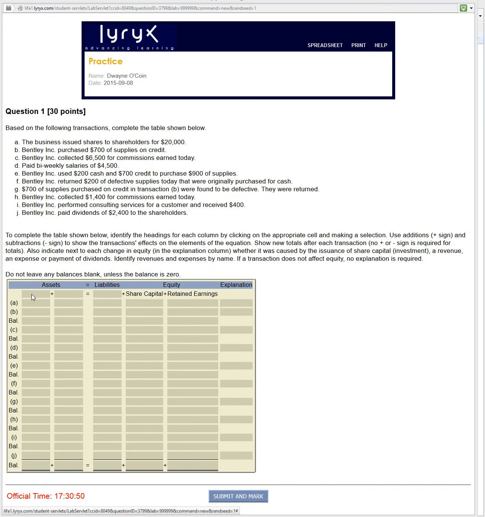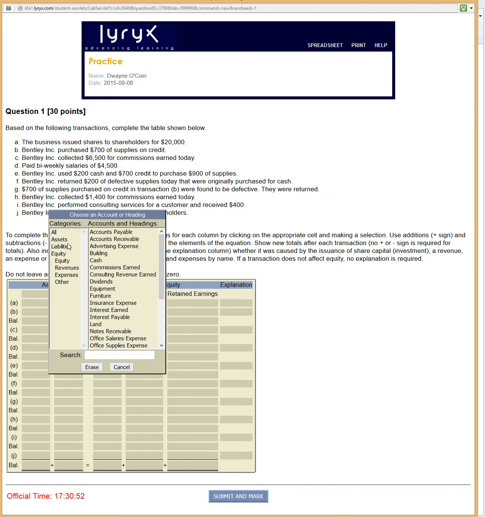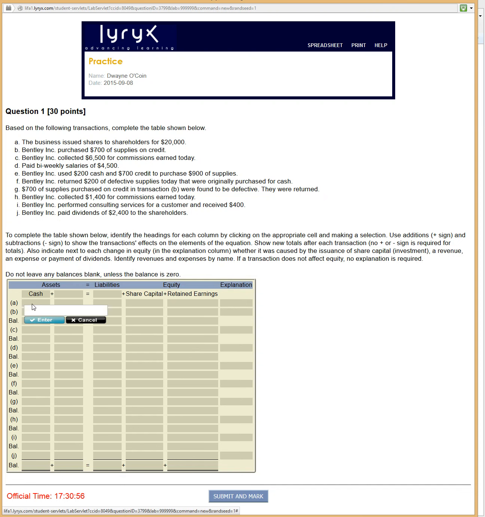That means that cash, an asset, goes up. You need to fill in the asset here. So cash goes up by 20,000, and so we enter that, and the share capital went up by 20,000.